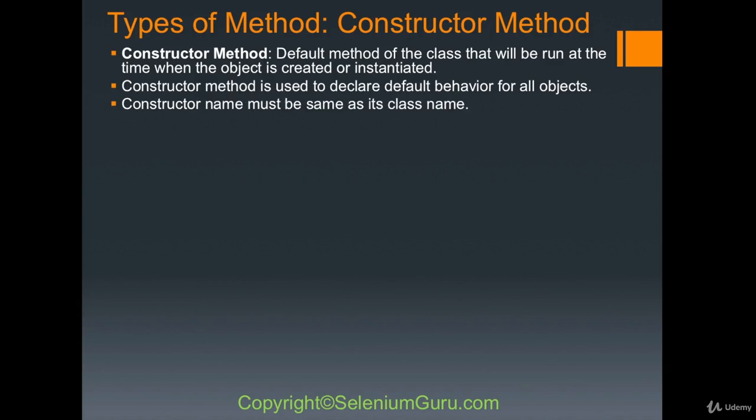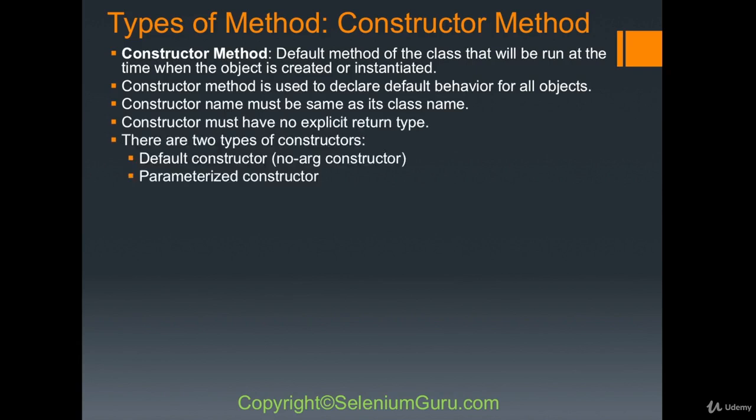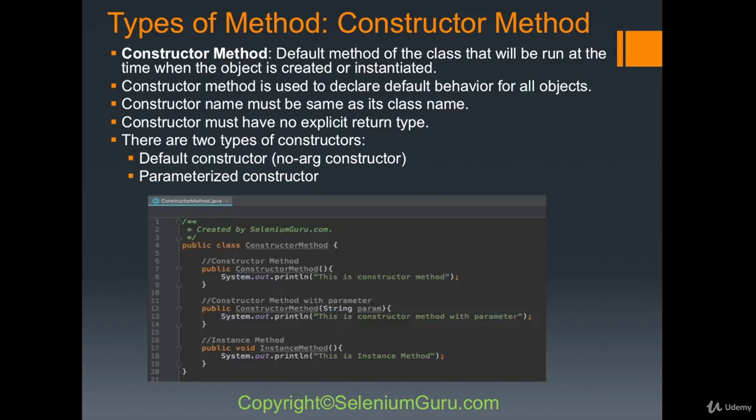Constructor method name must be same as its class name. I'm going to explain it to you in a bit here. The constructor method must have no explicit return type. And there are two types of constructor, default constructor and parameterized constructor. I'll give you an example here, right?